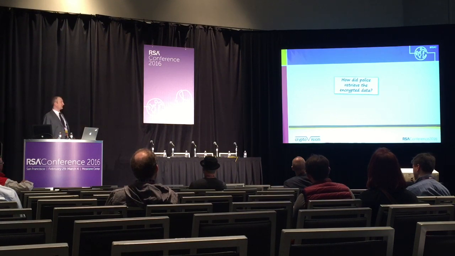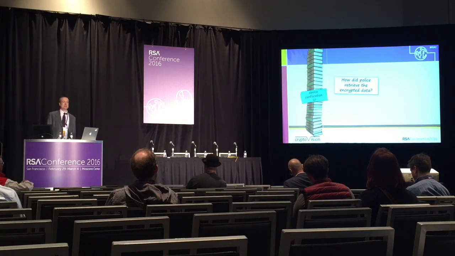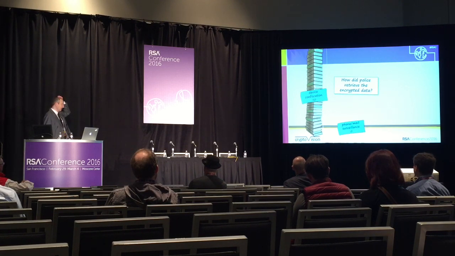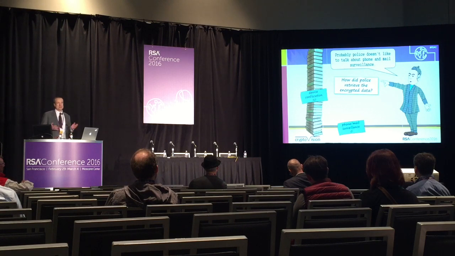This is a very interesting statistic. The question is, how did police retrieve the encrypted data we are talking about? Well, in 50 out of 50 cases, the police confiscated a device, like a laptop or a PC. And in 0 out of 50 cases, the police eavesdropped on mail or phone traffic. Quite interesting, because I would have thought that phone and mail surveillance would have played a more important role. Maybe it has, but maybe the police doesn't like to talk about phone and mail surveillance. Maybe they say, well, talking about confiscating devices is okay, but talking about phone and mail tapping is not okay. That might be the reason for this statistic. If you know another reason, tell me.